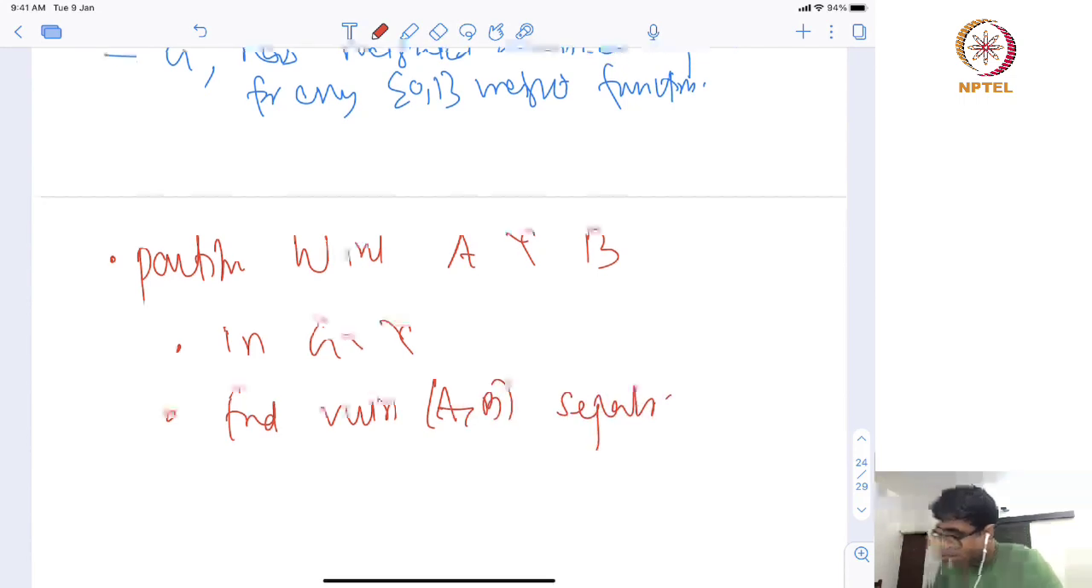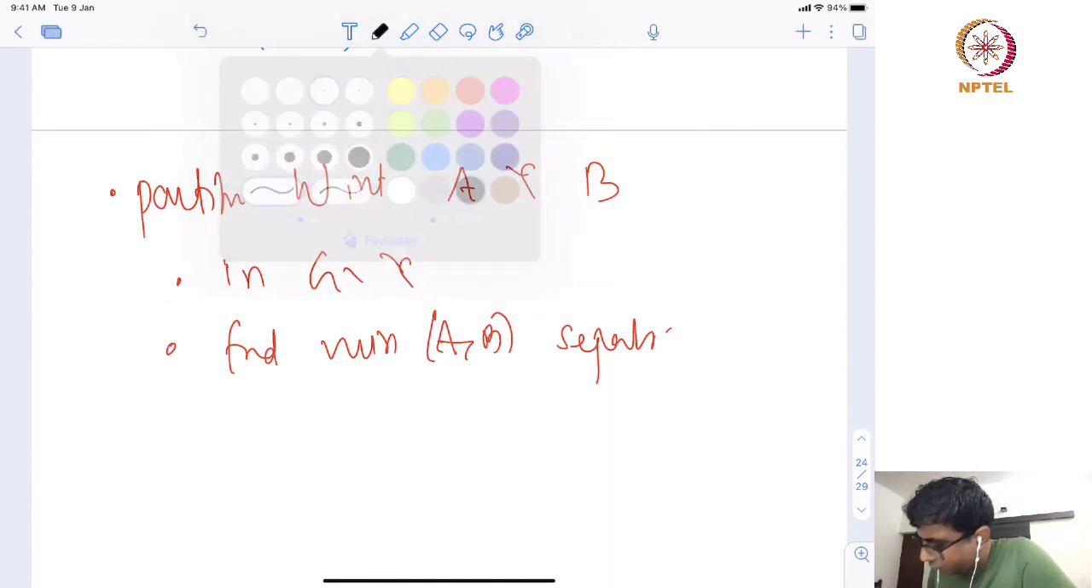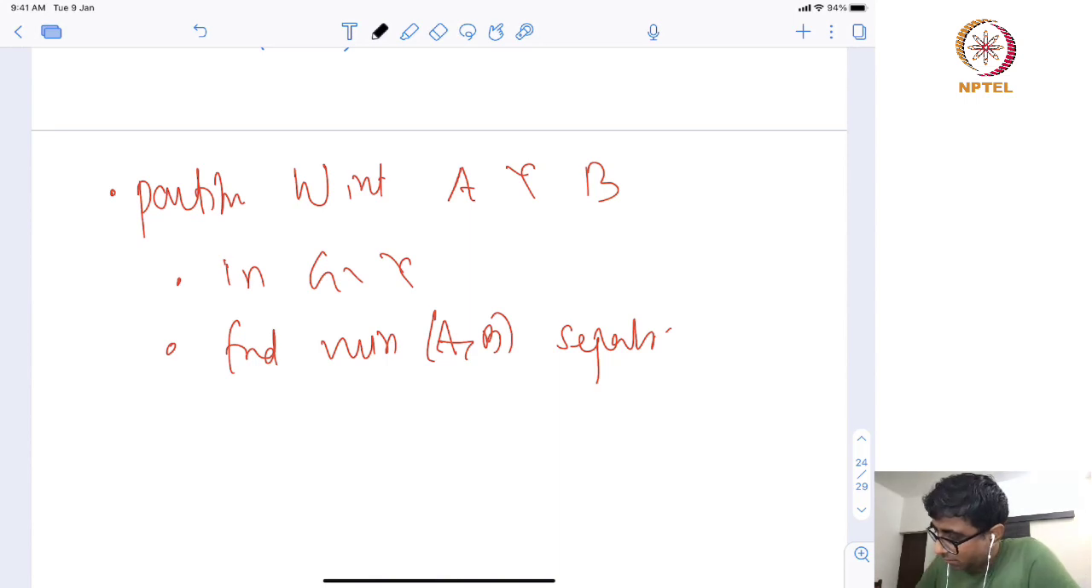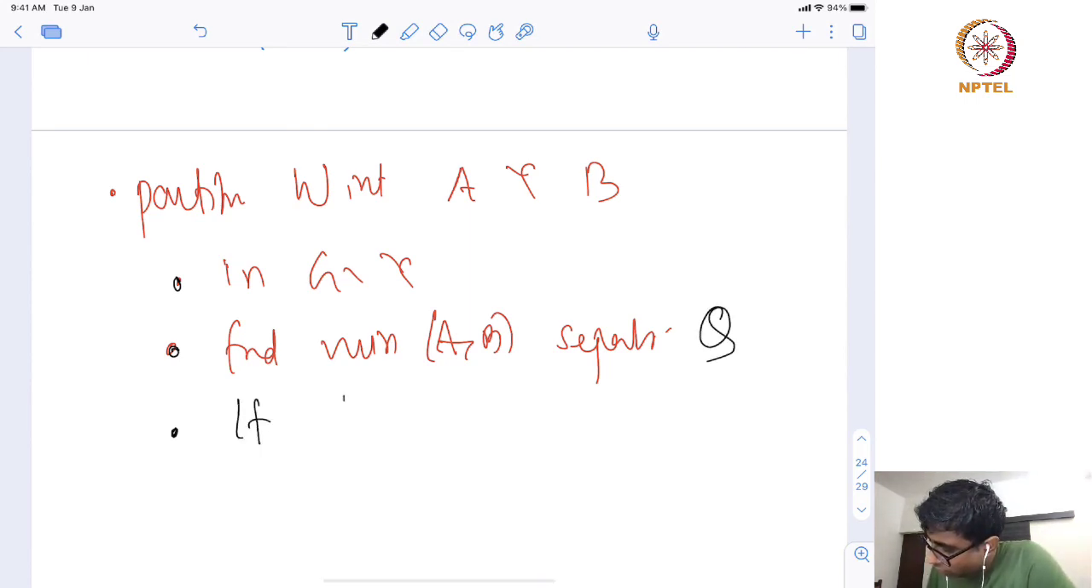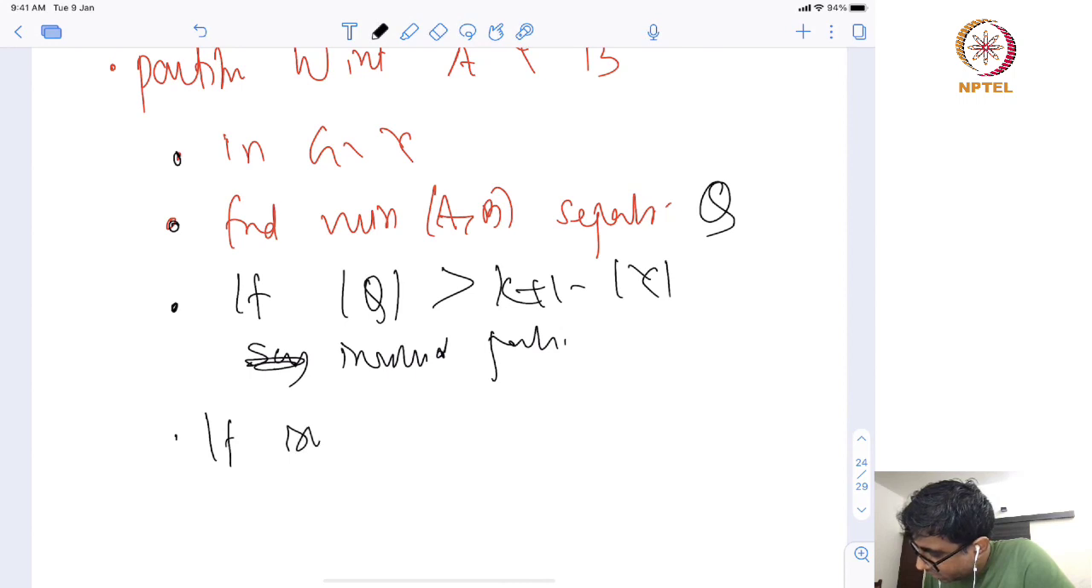And by the way, you can find a k size separator in time k times the whole graph. So this is polytime, this is basically an ST separator. So this can actually be done. You find the min AB separator, I will not worry about it, suppose you can do this in polytime. Now, that we called Q, if Q has size more than k plus 1 minus mod Y, say invalid partition. If it succeeds, take S equal to Q union Y.